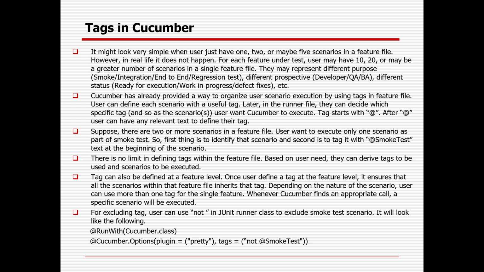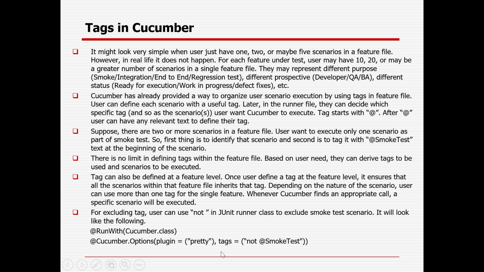See, Cucumber already provides a way to organize scenario execution by using tags in the features file. The user can define each scenario with a useful tag, either at the features level, the scenario level, or the scenario outline level. Feature level means it applies to all the scenarios. Scenario level means only a particular scenario, not all the features. So you have already given the tag.